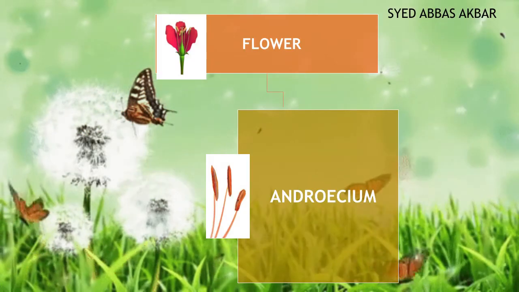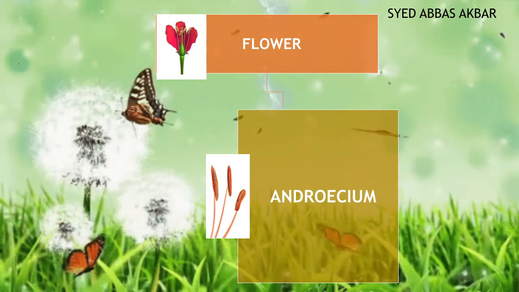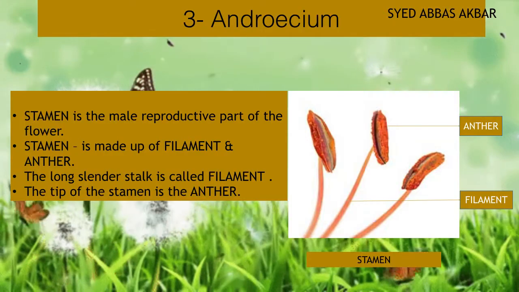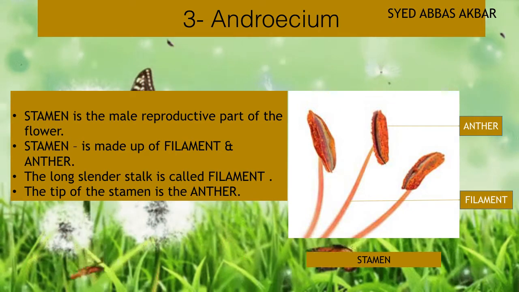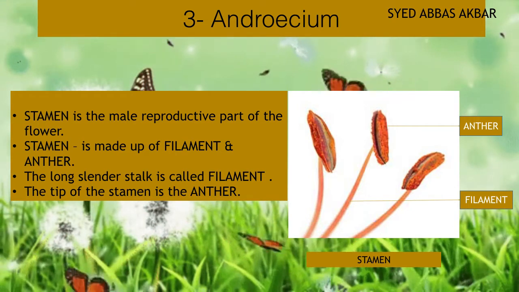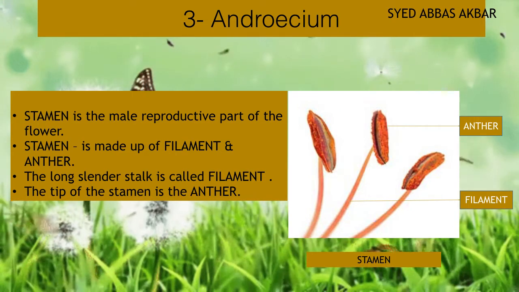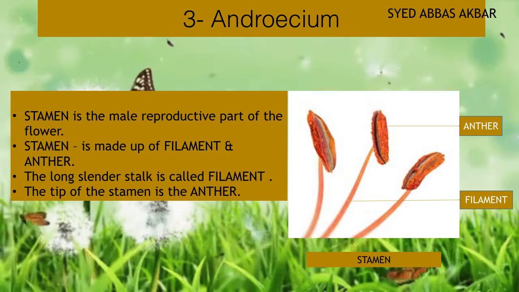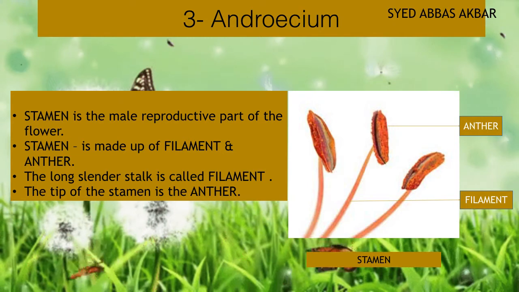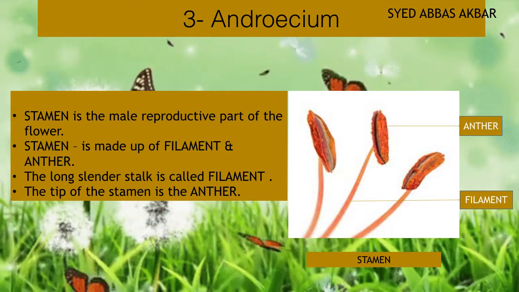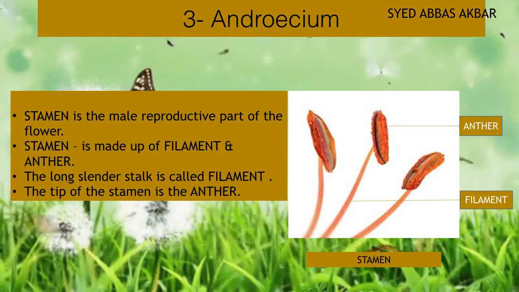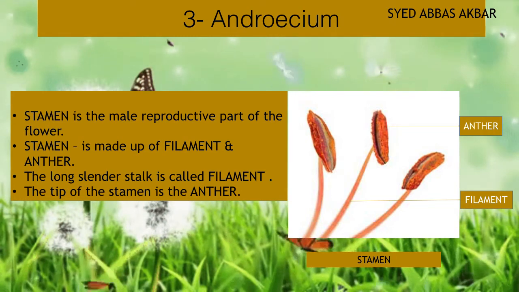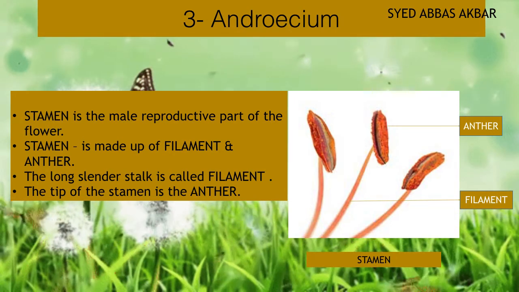Now let us move on to the third whorl of the flower, which is the Androecium. Stamen is the male reproductive part of the flower. Stamen is made up of filament and anther. The long slender stalk is called the filament. The tip of the stamen is the anther. Anthers produce pollen grains, which are the male reproductive cells or gametes.